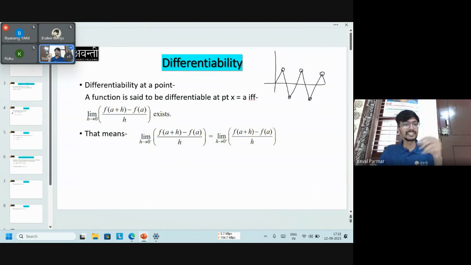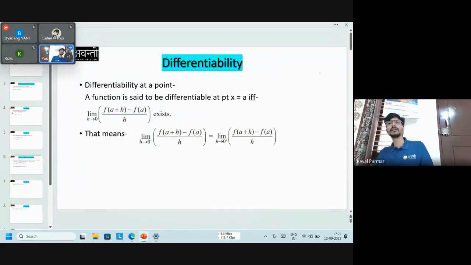So differentiability helps us to identify whether a function has a sharp edge or not. So this is the significance of differentiability. Although it is a very minute significance, it is still pretty good to know whether a function has a sharp edge or not. So let's move forward.